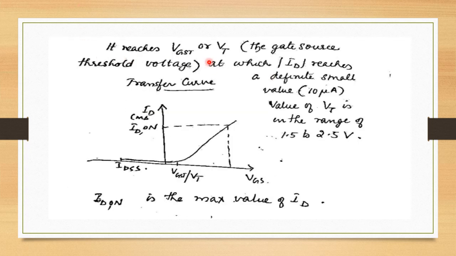Now it reaches VGST or VT. It is the gate source threshold voltage at which ID reaches a definite small value. So this is the transfer curve and this is the value of VGST. This becomes a definite small value, 10 microampere. This value is called the gate source threshold voltage, above which ID increases with VGS, and this value is ID on, the maximum value of ID.